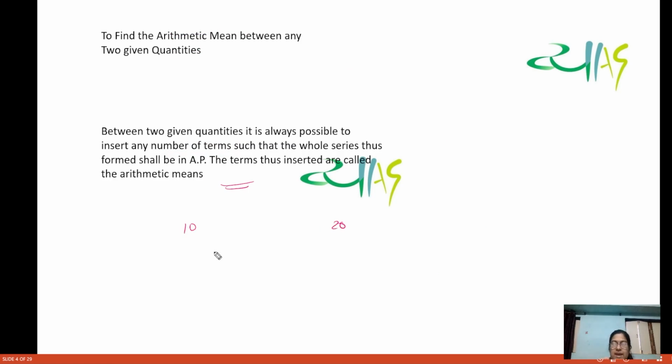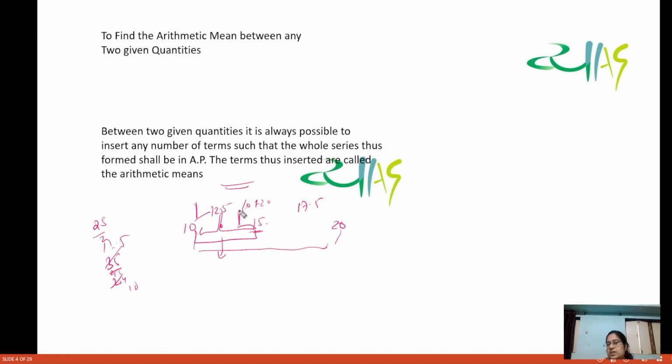Okay, so first of all, I insert a term, 10 plus 20 by 2, so I get 15. Then between these two I insert a term. So what will be the term? 25 by 2, that is 12.5. And between these two, I'll insert a term. So this is 35 by 2, and 35 by 2 is 2 ones are 2, 2 sevens are 14, and you have 17.5.